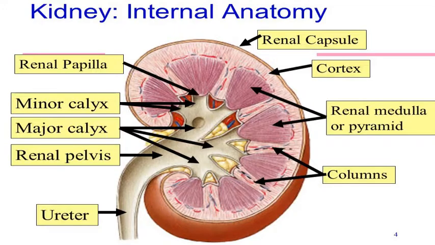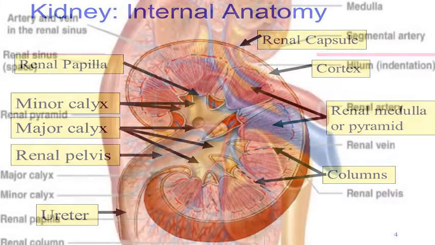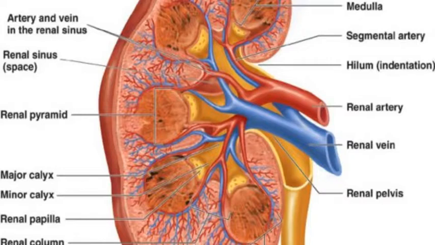Each kidney, with its adrenal gland, is surrounded by two layers of fat, the perirenal fat present between renal fascia and renal capsule, and pararenal fat superior to the renal fascia.